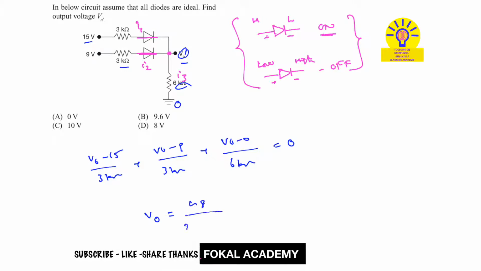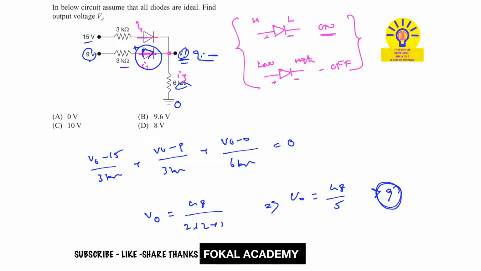From this we will get V0 equal to 48 by (2 plus 2 plus 1), so V0 equal to 48 by 5. So this value is greater than 9, which means we will get 9 point something. So for this diode, the positive pin has 9 and the negative pin has 9 point something, so the diode becomes off state.